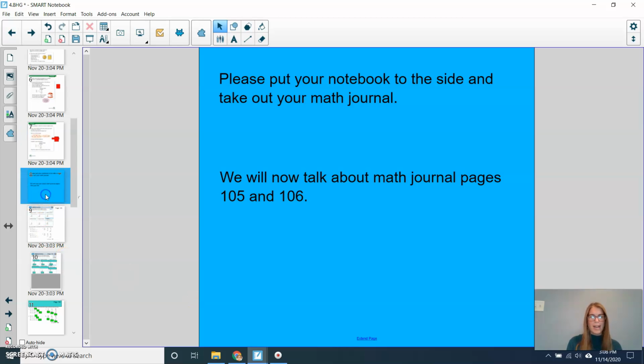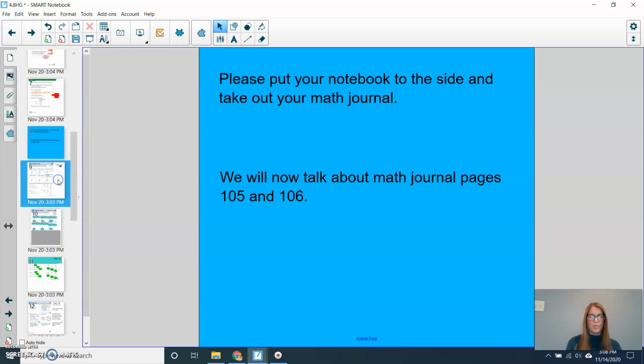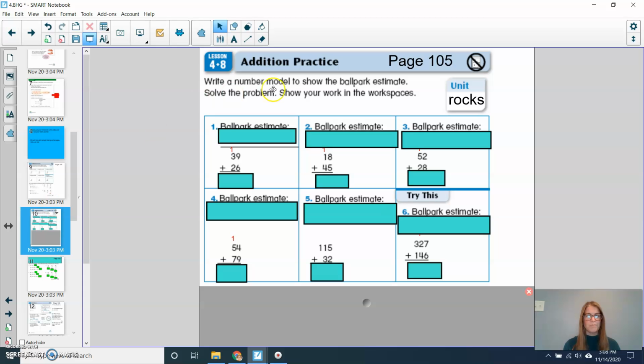So now let's practice in our math journal. If you can open up your math journal to page 105, we are going to write a number model to show the ballpark estimate, and then we'll also solve the problems in the workspace. Let's look at number 1 first before you do anything on your own.